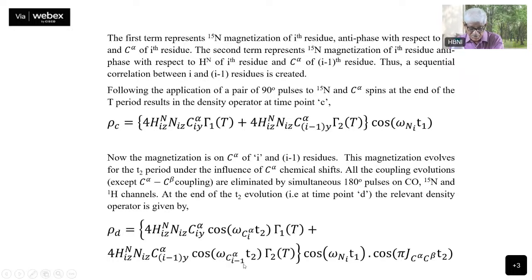Cosine omega C alpha I minus 1 T2, because the chemical shift is on C alpha I minus 1. It goes with that chemical shift, C alpha I minus 1 T2, rho 2 T. And cosine omega Ni T1 remains, except now this one particular coupling constant appears. And this is the cosine J C alpha C beta. This coupling constant cannot be removed. We remove the coupling to the carbonyl, remove the coupling to the nitrogen 15, and remove the coupling to the proton. But you cannot remove the coupling to the C beta because it appears in the same chemical shift region, and that cannot be removed, and that remains here. It remains as cosine pi J C alpha C beta T2.